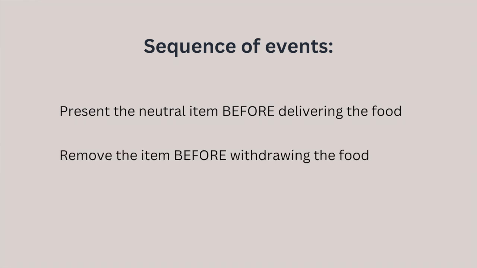Remove the item before withdrawing the food. The presence of the item will always predict that food will now happen. If the item is there, then so is the food. And to make sure that the item is never there without also food being there, the food doesn't stop coming until after the item has been removed.